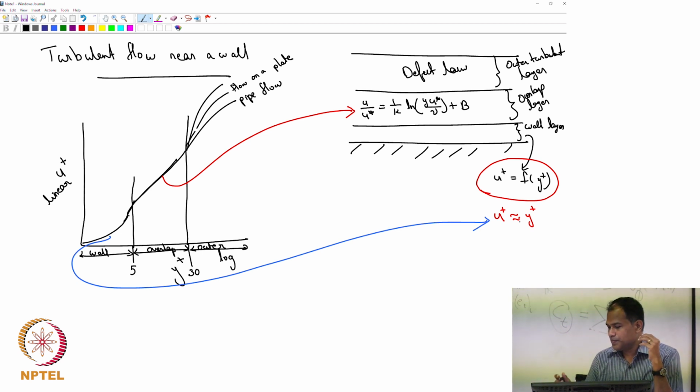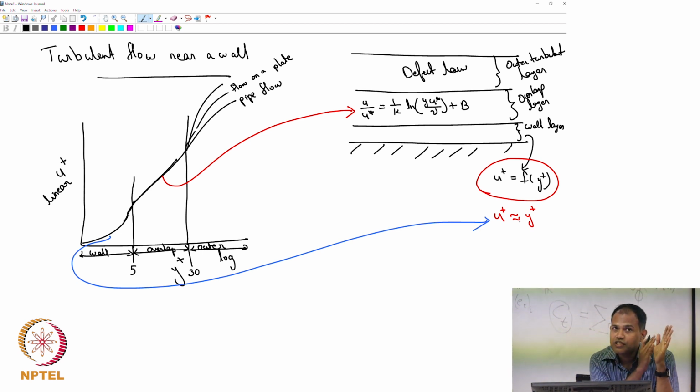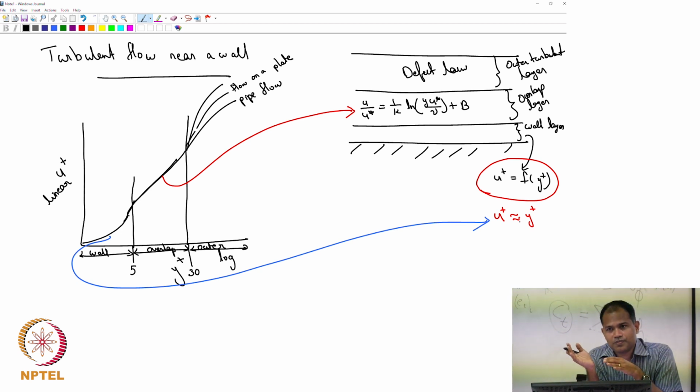u plus is equal to y plus for y plus between 0 and 5. So in that region, approximately u plus is y plus. The only thing we derived was that u plus is a function of y plus. Now I am saying that experiments show that u plus is equal to y plus. We did not derive u plus equals y plus; we derived u plus as a function of y plus.